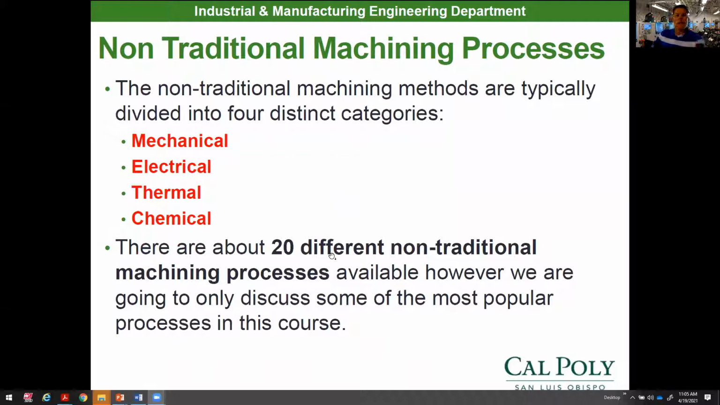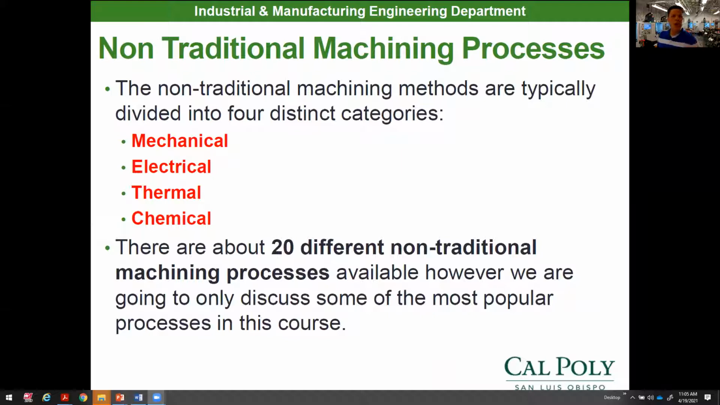Now, the non-traditional machining processes are divided into 4 distinct categories based off their energy source, the energy they're using to remove material from the workpiece. We're actually going to start off with chemical and thermal ones today, and a little bit of electrical too, and the mechanical ones are coming next week. You might have mechanical energy removing the material, or electrical energy removing the material. You could melt the material away and have thermal energy remove it. Or we could dissolve it away with acids, stuff like that, with chemical energy.